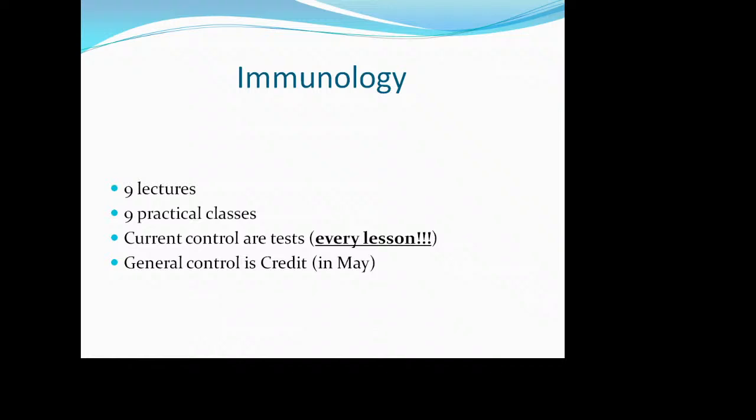Every practical class, you will have an oral test, and at the end of May you will have a credit. What should you have for credit? Credit in immunology is given like in microbiology. If you have a lecture and practical copybook, and if you have your grades or points for every class except 2, you will have it automatically.